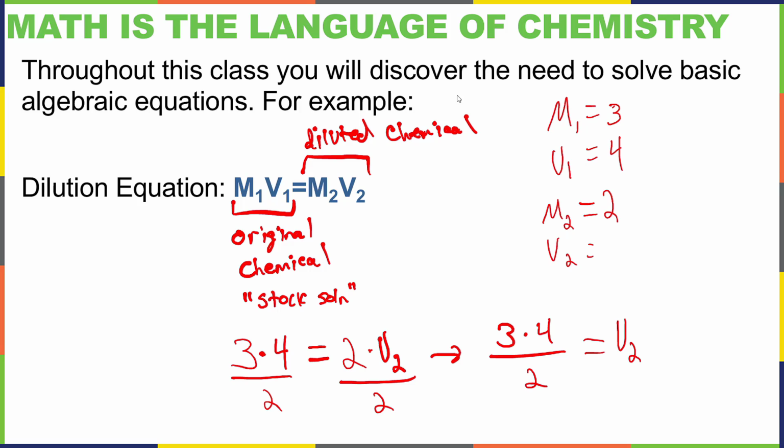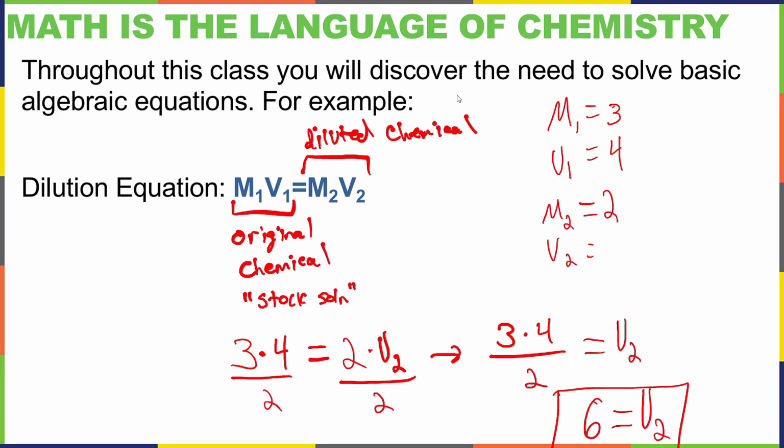So let's think about what that is. 3 times 4 is what? It is 12, and 12 divided by 2 is 6. So that means that V2 is equal to 6. And that's how you would solve this equation here.